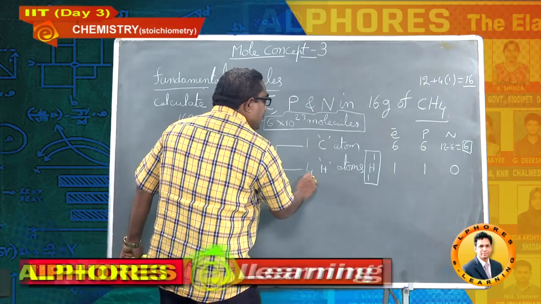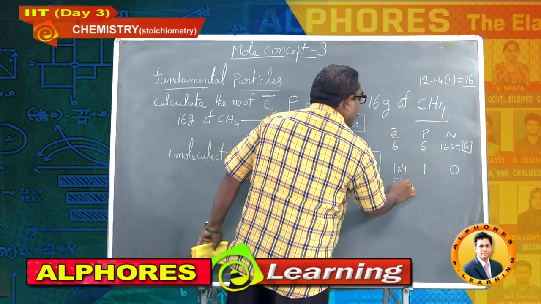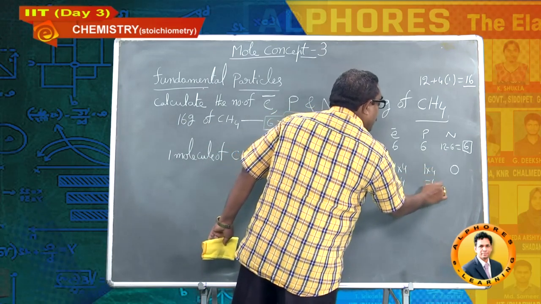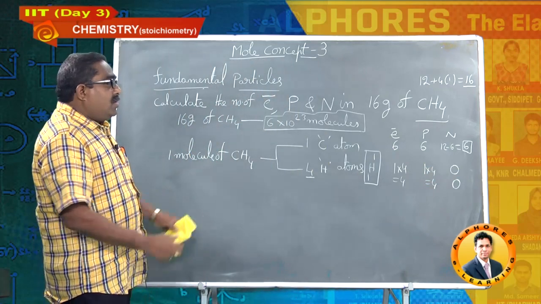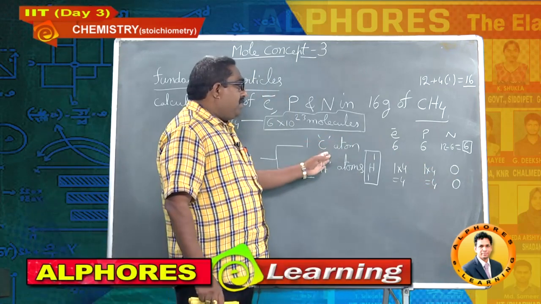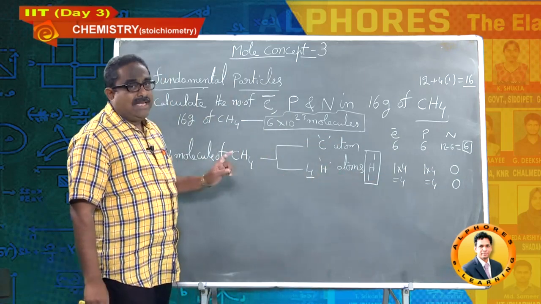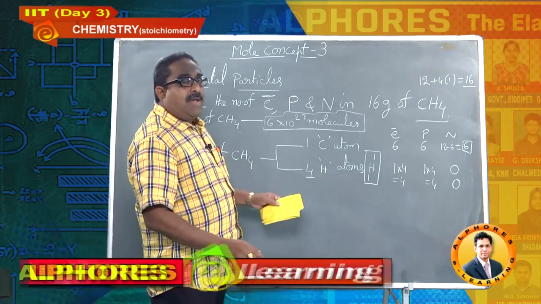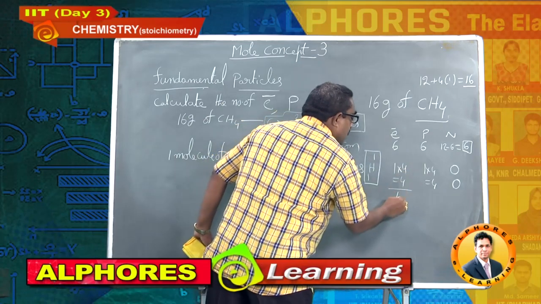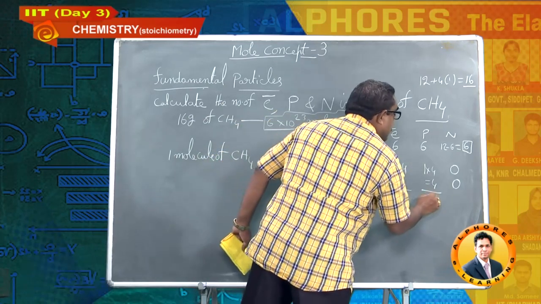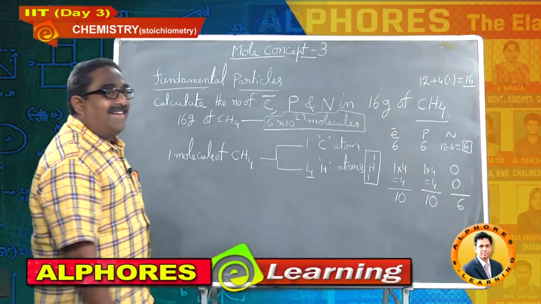But how many such atoms are here? We have 4. So, you should write 1 into 4, 4. Here also 1 into 4, 4. 0 into 4 again it is 0. These are the electrons belonging to carbon, and these are electrons belonging to all the hydrogen atoms present in this one molecule of methane. Now, I am going to make the total number of electrons. 6 plus 4, 10, and here also 6 plus 4, 10, here only 6 neutrons.